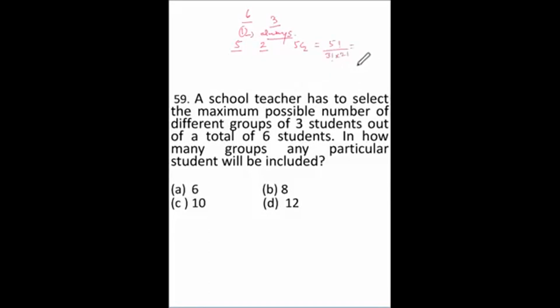It comes factorial 5, 5 into 4 into factorial 3, upon factorial 3 into 2. So this is 10. Answer is C.